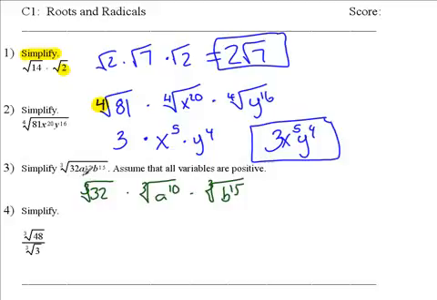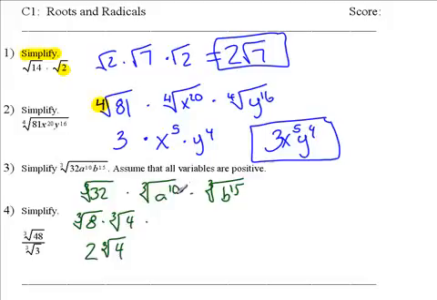The cube root of 32, I need to find a perfect cube number that goes into 32. And if I go through my list of 1, 8, 27, I hit one at 8, so I'm going to use that. So I've got the cube root of 8 times the cube root of 4. That's the same as the cube root of 32. Why does that help me? Well, because the cube root of 8 is 2, and cube root 4 isn't going to simplify, times the cube root of a to the 10th.